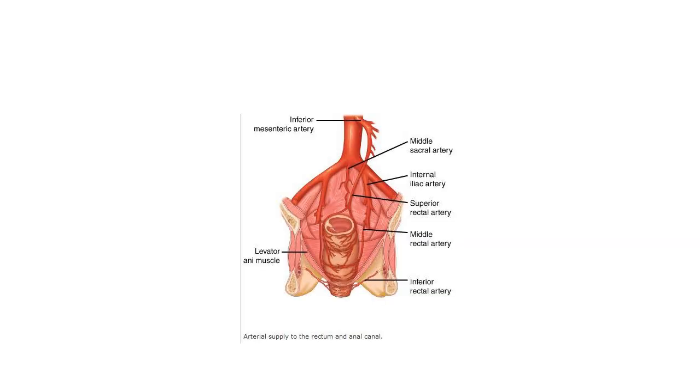You can see here the inferior mesenteric artery supplying the rectum, and part of it supplies the anal canal, and there's also the middle sacral artery, internal iliac. We have also the superior rectal artery, the continuation of the inferior mesenteric. We have the middle rectal artery as a branch of the internal iliac artery, and also the inferior rectal artery as a branch of the internal pudendal artery, and you can also see here the levator ani muscle, the same as the rectal blood supply.